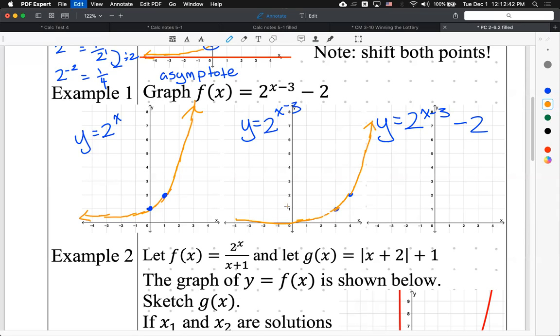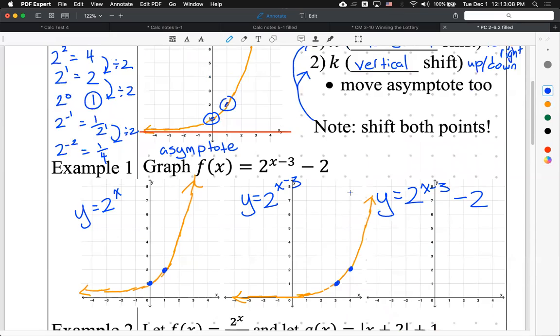My line over here is pretty terrible, but it gets closer and closer to this line without ever touching it. And then finally, our equation: 2 to the power of x minus 3, minus 2. What do I do to those 2 points now? Subtracting 2. That's the value of k in our general formula up here.